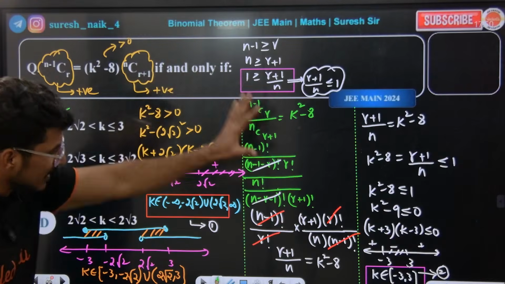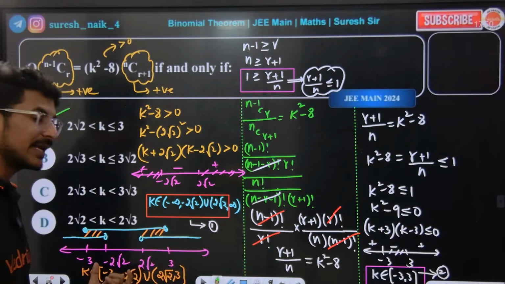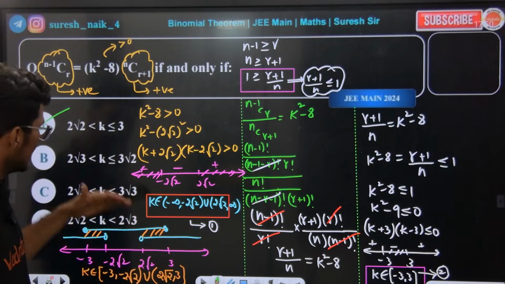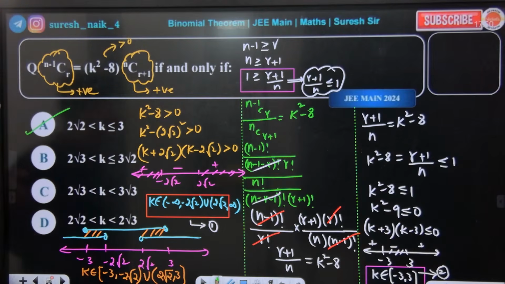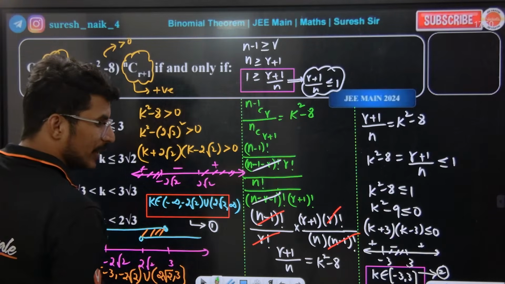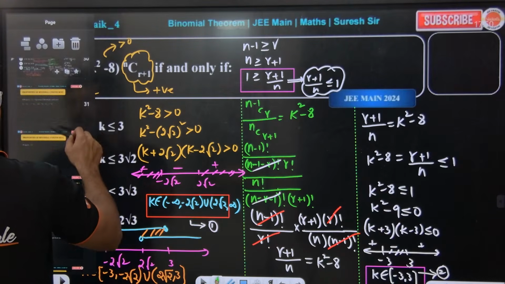I just did everything all together. Combining 1 and 2, I got this answer. Looking at this answer, option 1 is the suitable option here. Option 1. I'm hiding the board. Please check. Okay, very good.